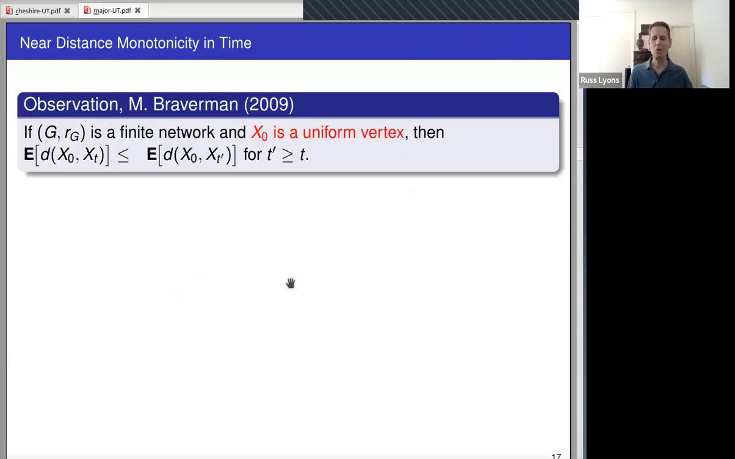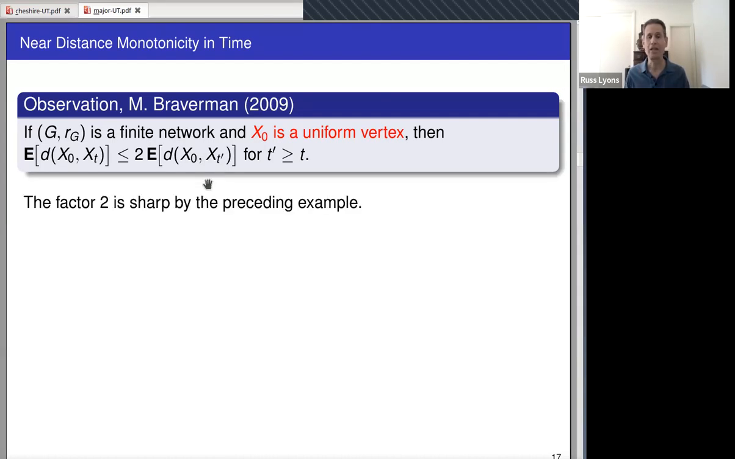But actually, things aren't quite as bad as it sounds. Mark Braverman observed the following. Now, suppose you have any finite network. This is even better than Cayley graphs with transitive rates. But we start at a uniform vertex and look at the expected distance after time t. Now, this would be monotonicity, which we know doesn't hold. But it holds up to a factor of 2. And this is sharp, this 2 by the preceding example.